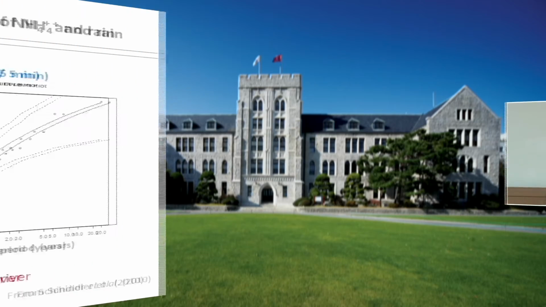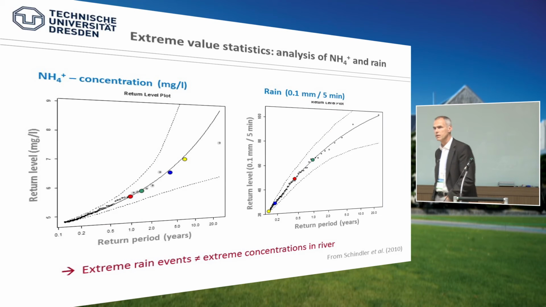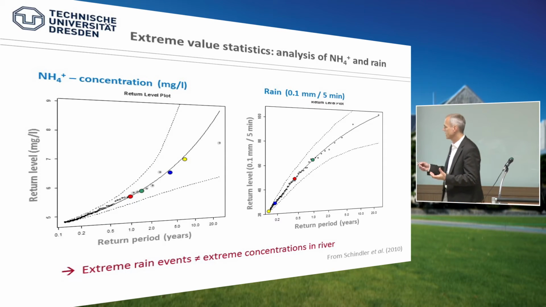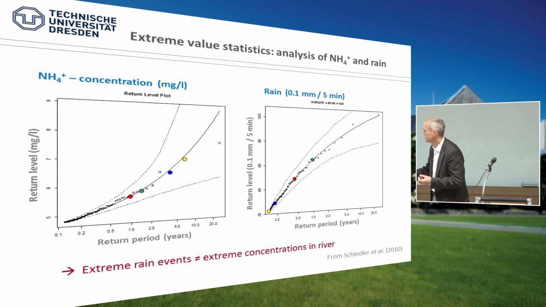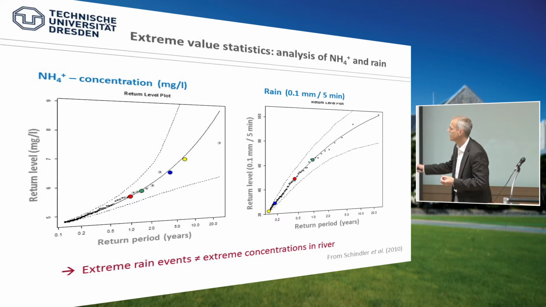And then we carried out extreme value statistics in order to get an overall picture of how this works. And what you see here is actually in the left graph the ammonium concentration on the vertical axis, and due to the fact that we carried out the extreme value statistics, we get the return period for those kinds of events.